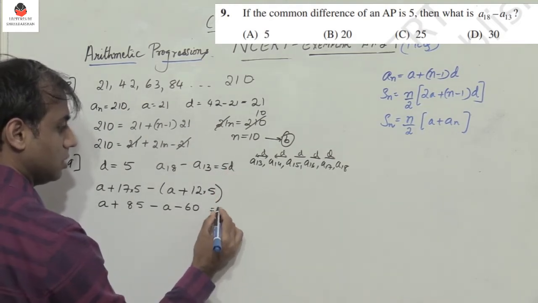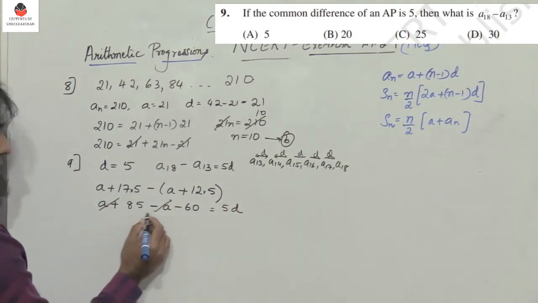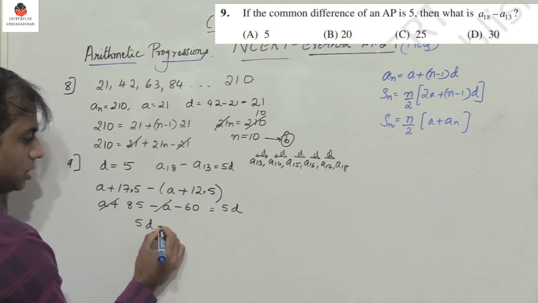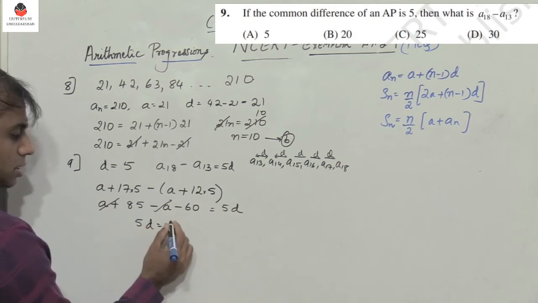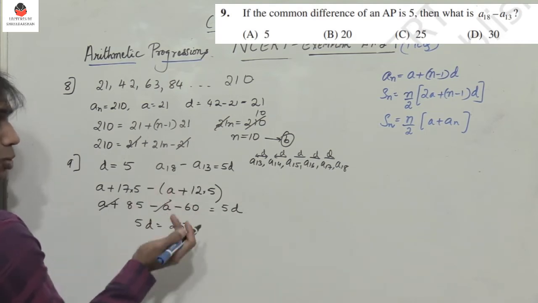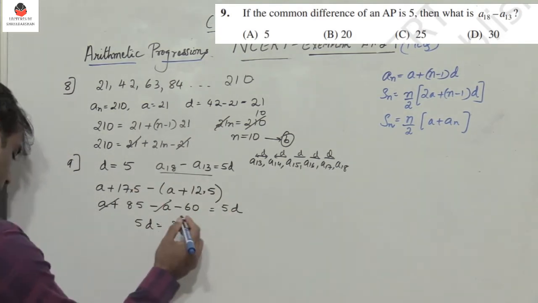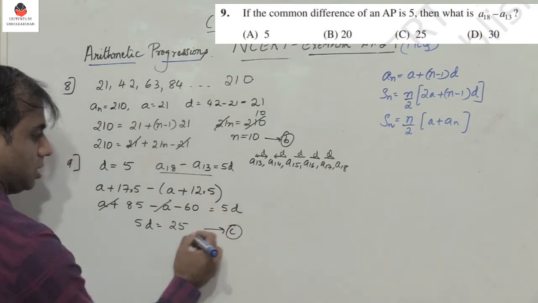So this is 5D, and A gets cancelled. So 5D equals 85 minus 60, which is 25. So 5D equals 25, and that is what we need to find, A18 minus A13. And the right option is option C.